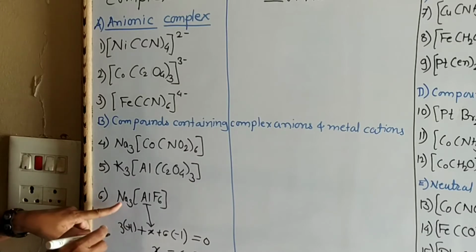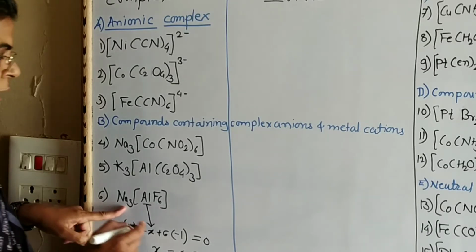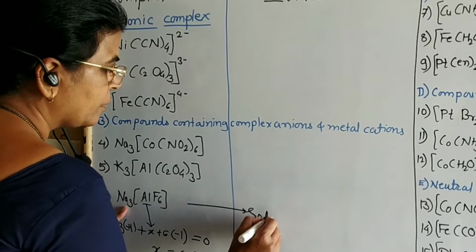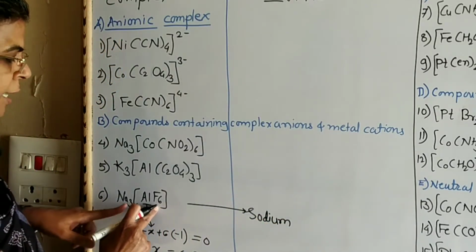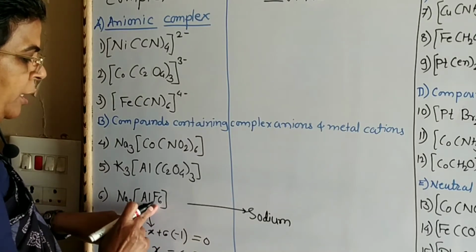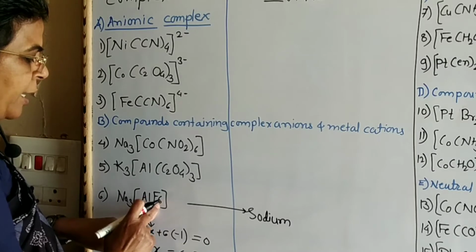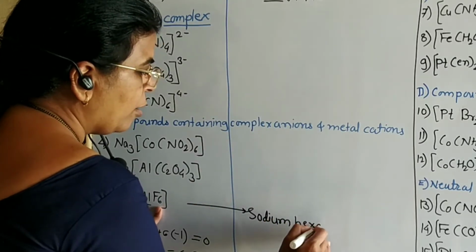Now we are going to give the name. It is an anionic complex. Therefore we write the name of the metal cation first, that is sodium. Now write the name of the ligand. It is fluorine, or fluoride. Therefore we write fluoro, and there are 6 fluorides, therefore we have to write hexafluoro.